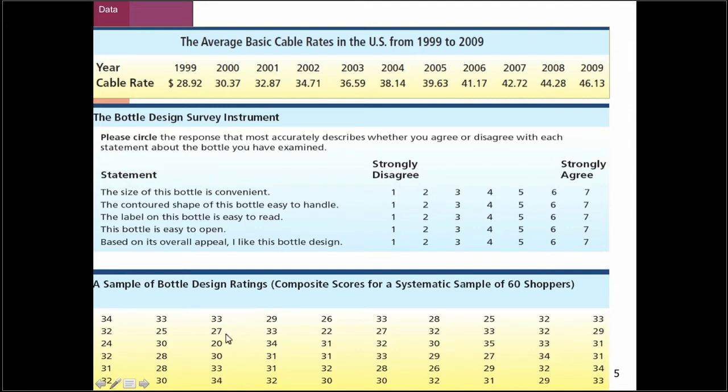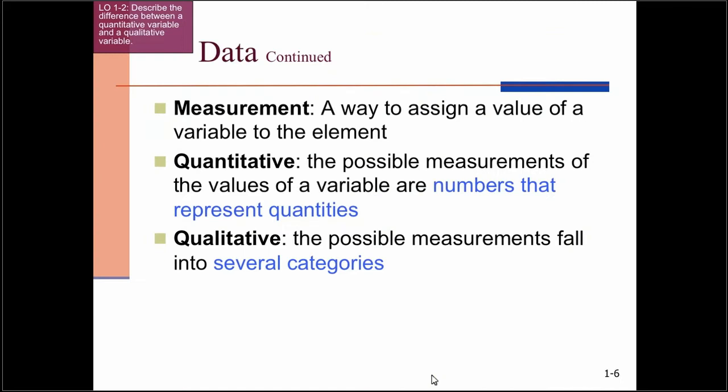As you can see, the numbers are high, and the highest possible would be 7 by 5, which is 35. So we got good numbers, and most likely the design of this bottle was good. So this is another type of data set.